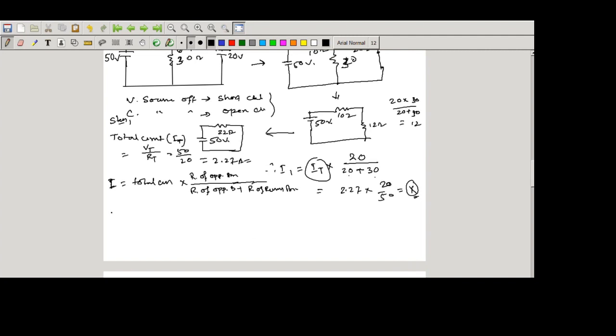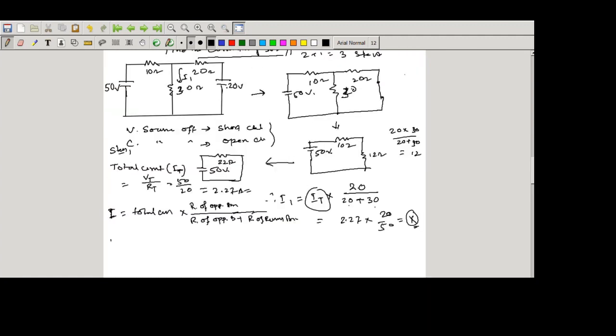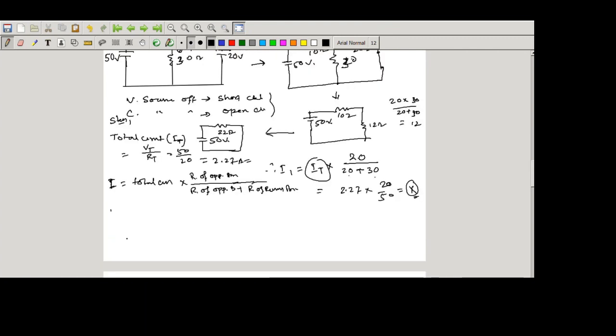Next, in step 2, we turn off the other sources. So first we turned off the 20 volt source, now we turn off the 50 volt source. If we turn off the 50 volt source, what is the circuit? When it is turned off, it acts as a short circuit. So again we can write here 10, 30, 20, the 20 volt source and this one. Now the 50 volt source is turned off, acting as a short circuit. Now 10, 30 and 20. Now we have to calculate the current through the 30 ohm resistance.